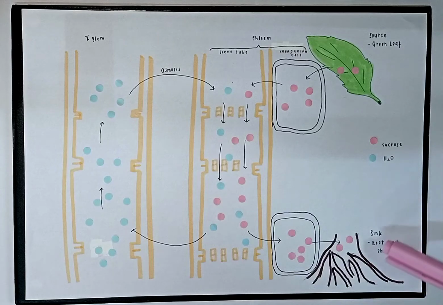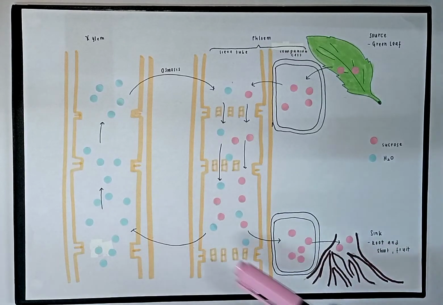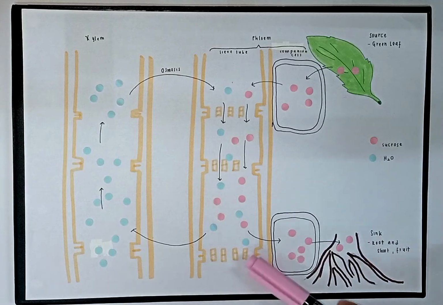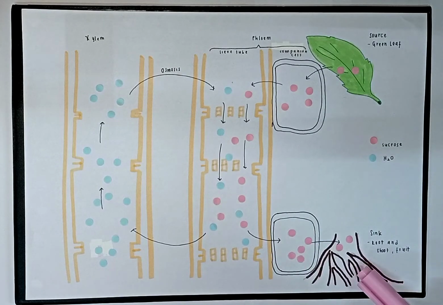At the sink cell, sucrose is unloaded from the sieve tube by diffusion. The concentration of sucrose in the sink cell is always lower than in the sieve tube. It is because sucrose is converted into starch. So, a concentration gradient of sucrose between the sieve tube and the sink cell forms.